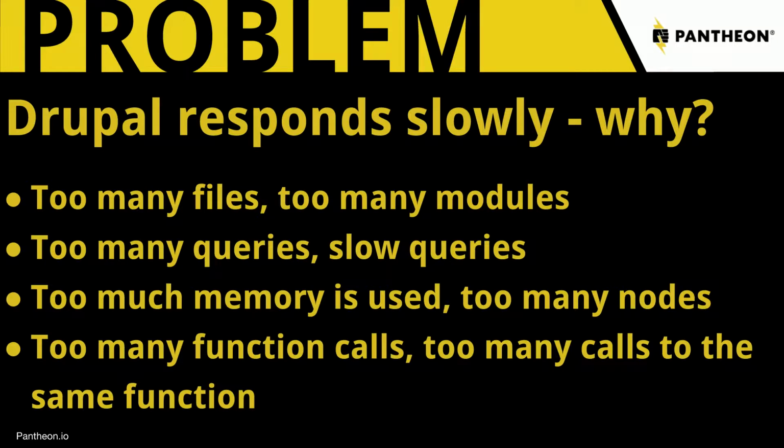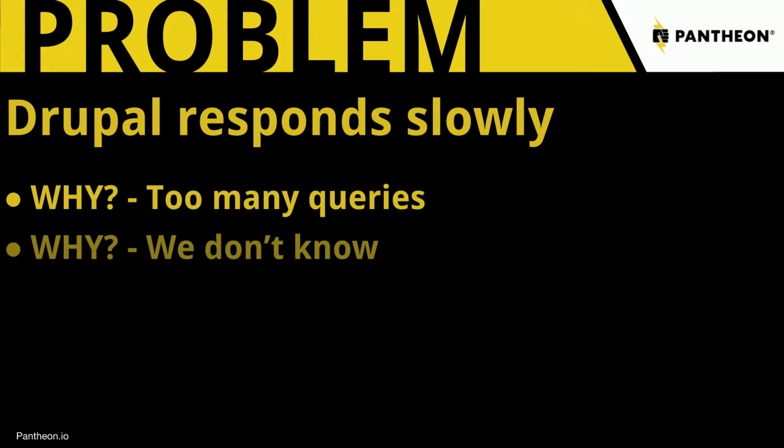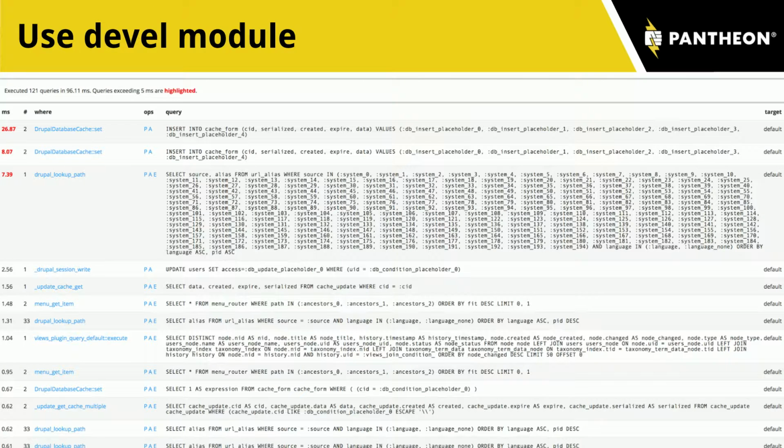And with each of these, we have to ask why and why again. So why do we have too many queries? The answer might be we don't know why we have too many queries. I recommend using Devel module. Devel module is available for just about every version of Drupal. I think it's been around since at least Drupal 5 or Drupal 6. It gives you the ability to print out all of the queries that are run on a page. I recommend turning this on for just about all development work so that you can track what queries are being run.